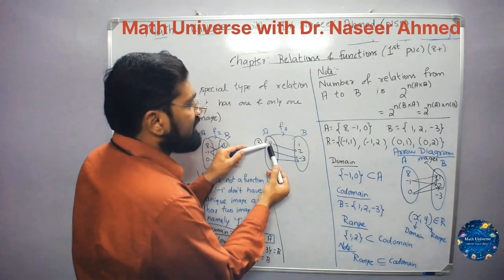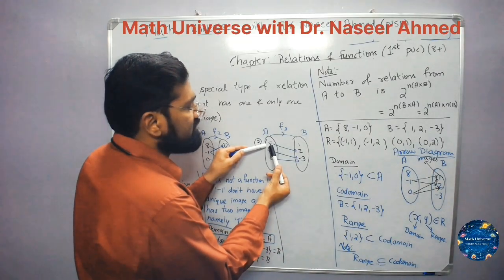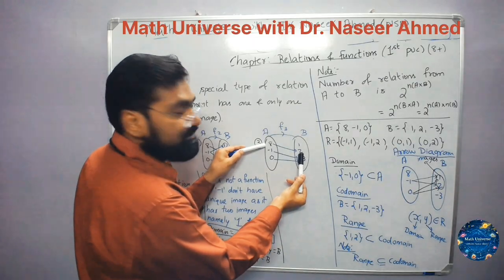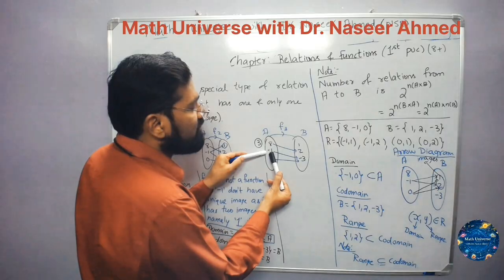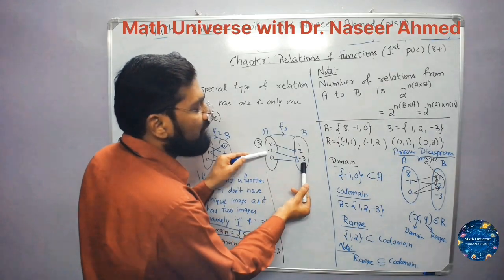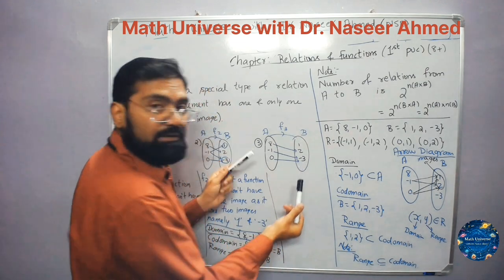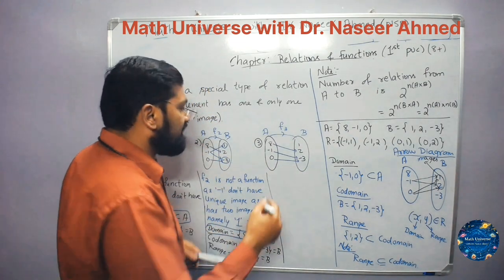How many images has each element got? Image of 8, first I repeat. What is the image of 8? 2. What's the count of images? Only one for 8. Come to -1. What's the image of -1? -3. How many images? Only 1. What's the image of 0? -3. How many images? Only 1. So all have got only one image. Therefore, F3 is a function.